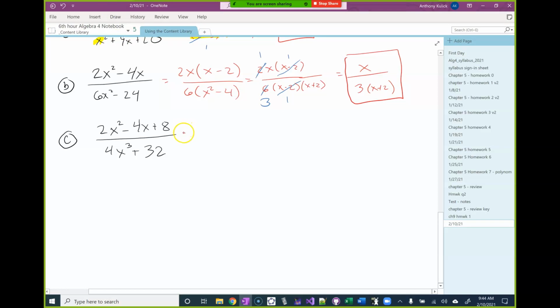Let's look at the numerator first. What can we do to factor that? The 2. We can take out a 2. That's good. Let's look at the denominator now. What can we do to factor that? Take out a 4. We can do that even with a cube. Greatest common factor is the greatest common factor. Doesn't matter the degrees.